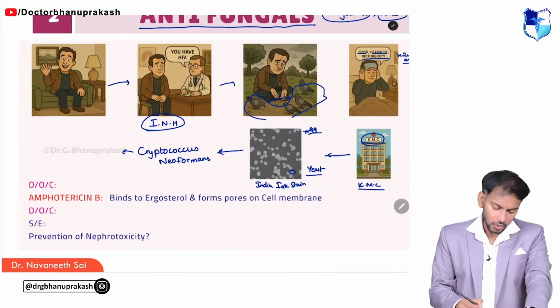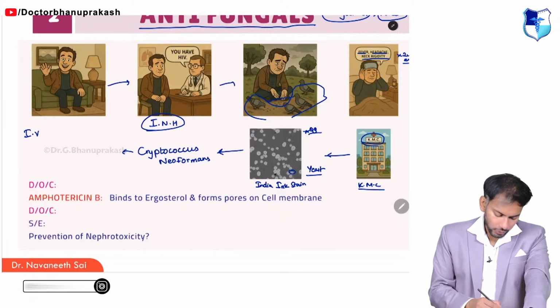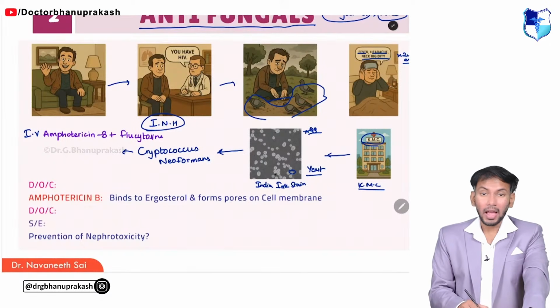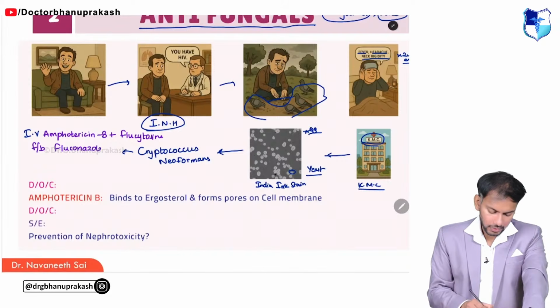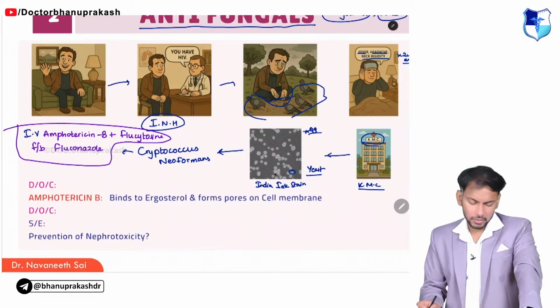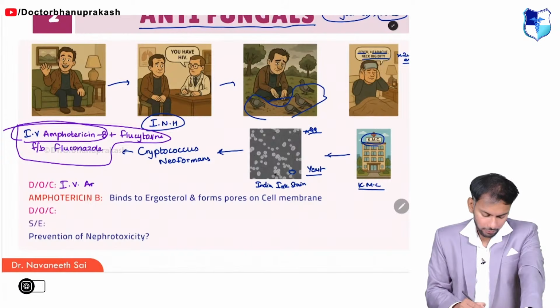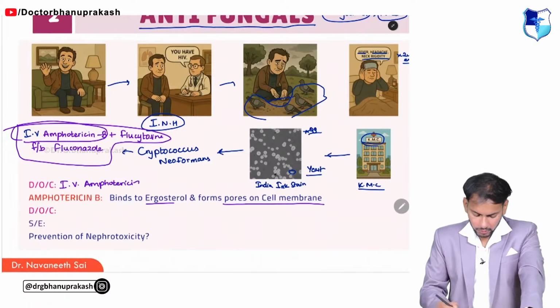What is the drug of choice for cryptococcal meningitis or Cryptococcus neoformans? It is IV amphotericin B plus flucytosine. You have to give both of them. After this, it should be followed by fluconazole. This is the entire treatment for Cryptococcus neoformans. Now, what is important to us is IV amphotericin B. So you write here the drug of choice is IV amphotericin B. Now, how does this act? It binds to the ergosterol and forms pores on the cell membrane.